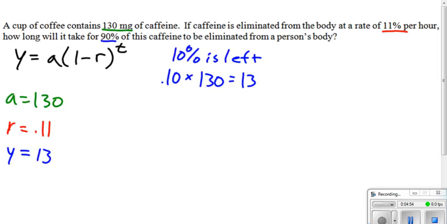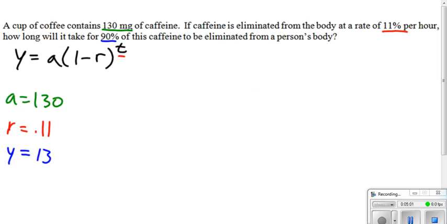What we're looking for in this case is t, because we want to know how long it takes for it all to be gone from the body. So we'll just plug in what we know back into that formula. And we would say then that 13, our y, what we're left with, equals what we started with, 130, times the value 1 minus r, our 0.11, that's our rate, how much it's going away, to the power of our time t, which we don't know what that is yet.